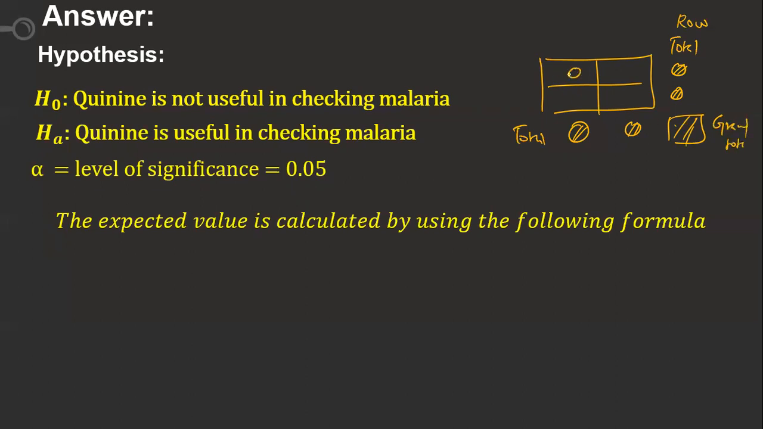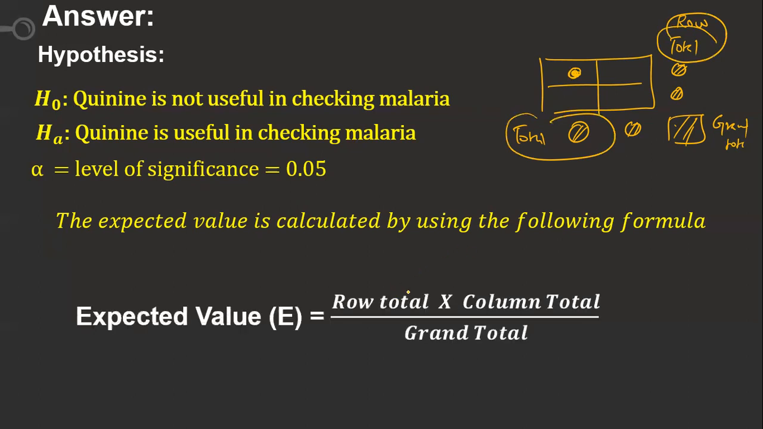For this particular thing, I want to calculate, so the formula will be row total into column total divided by grand total. I'm going to show it here. Row total into column total divided by grand total for each value. So you should keep it in mind. I'm going to calculate for each and every value. Whichever value is given in the table is called the observed value. Whatever I'm going to calculate is called the expected value. Then we are going to use the same method of doing it.